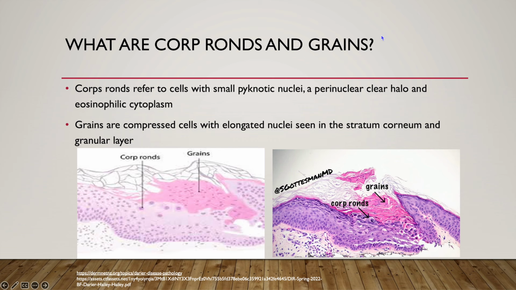Corps ronds are those cells with pyknotic nuclei. You can see that perinuclear clear halo right here, and eosinophilic cytoplasm. And the grains are smaller cells. There are these compressed cells with elongated nuclei seen in the stratum corneum and granular layer.